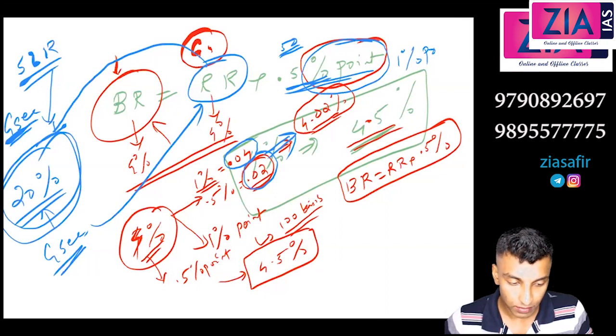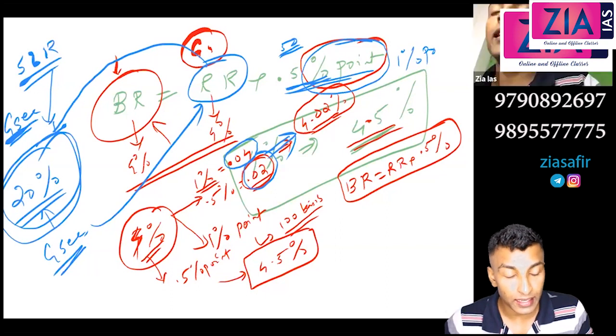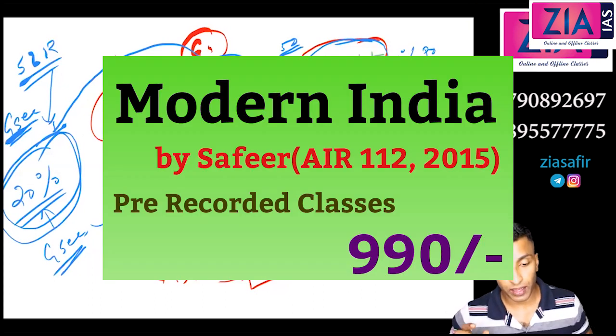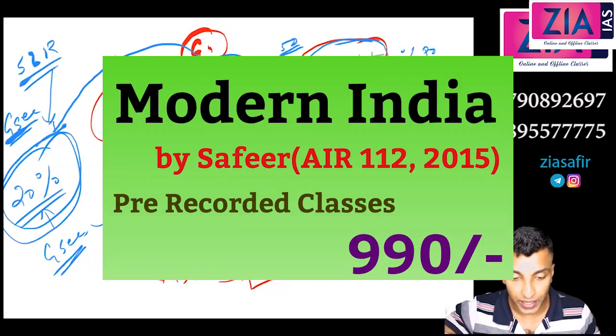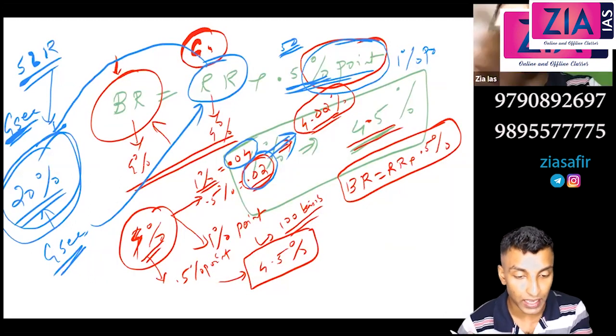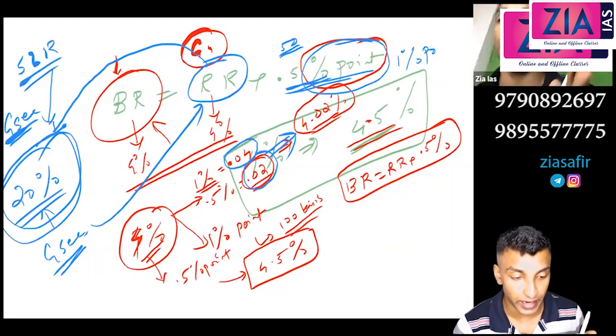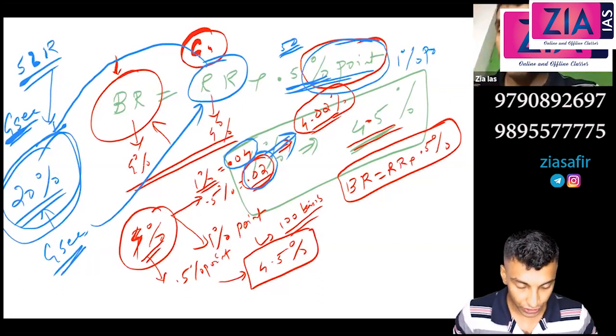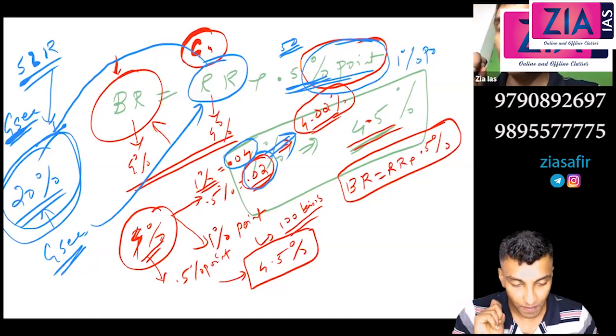So what is the meaning of this unencumbered? Unencumbered means it should not have been pledged with the RBI. Government securities pledged with RBI will not be counted in SLR. That's what unencumbered securities means. It should not be pledged. Those pledged securities will not be counted. Is this clear?